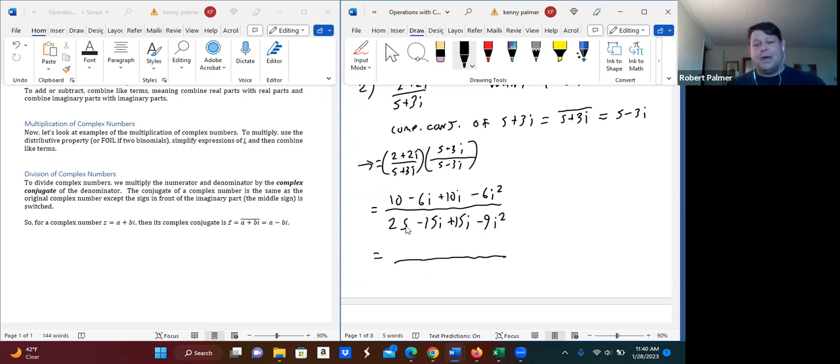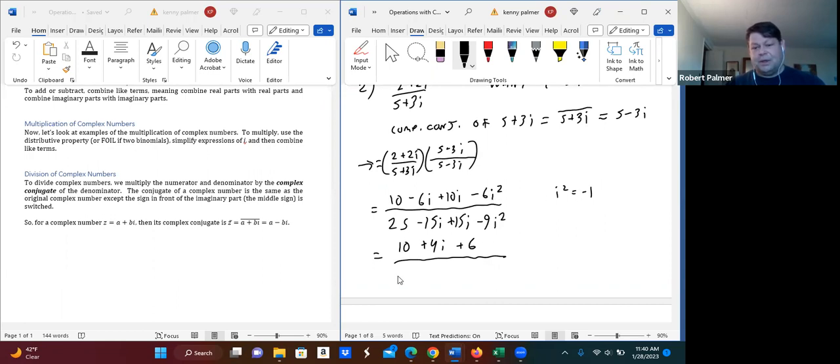And so up top, we have 10. We combine our i's. Negative 6i and plus 10i is plus 4i. Now, remember here that i squared equals negative 1. So I'm going to shorten this a bit. Negative 6 times negative 1 will be plus 6. Once again, everyone see that.